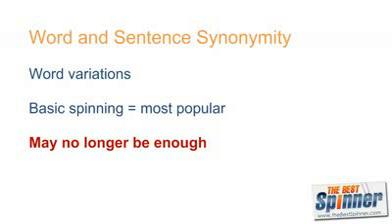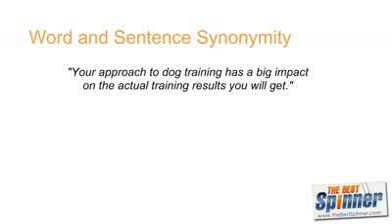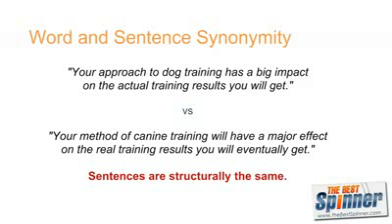Varying words in a sentence will not change its basic construction, meaning the words will still express an idea in the exact same way. For example, the sentences, "Your approach to dog training has a big impact on the actual training results you will get," and "Your method of canine training will have a major effect on the real training results you will eventually get," are constructed in the exact same way, and there is a chance search engine algorithms will judge them as duplicate. Would two people, or better yet, would 100 people express this dog training idea in such a similar way?